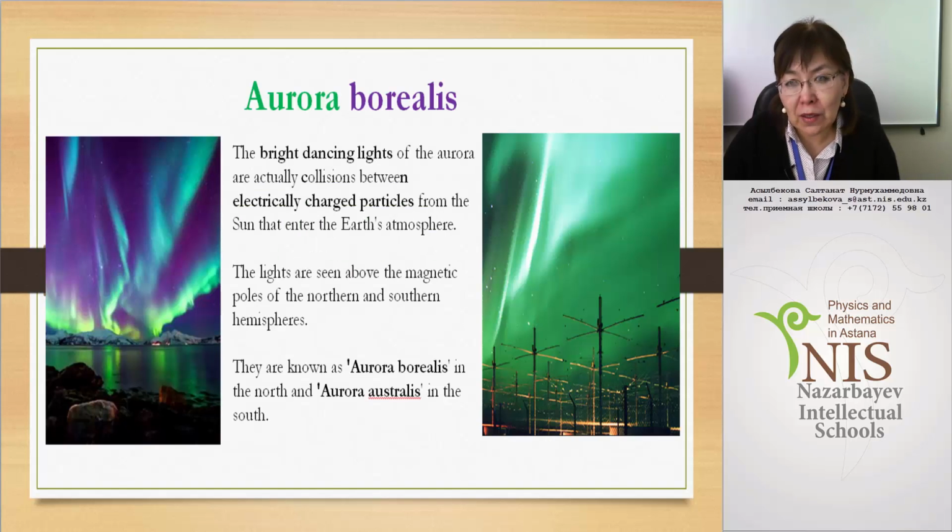Many people are lucky to have seen natural phenomena called auroras, which are very bright dancing lights that can be seen above the southern and northern hemispheres. It is due to the collision of particles coming from the sun that enter the atmosphere. We have different names depending on the place of location.